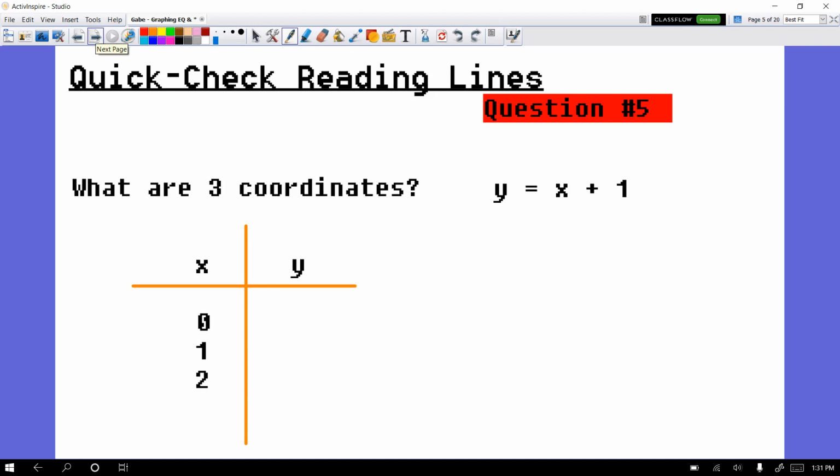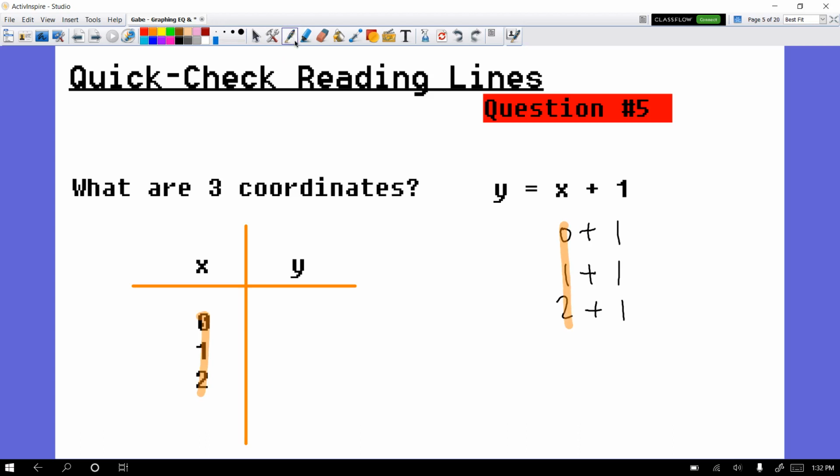All right, what are 3 coordinates? This is the same exact thing as what we did earlier with the inequality. So I'm going to take an x value and put it in for x. 0 plus 1, 1 plus 1, 2 plus 1. You can see that I used all 3 x coordinates right there.